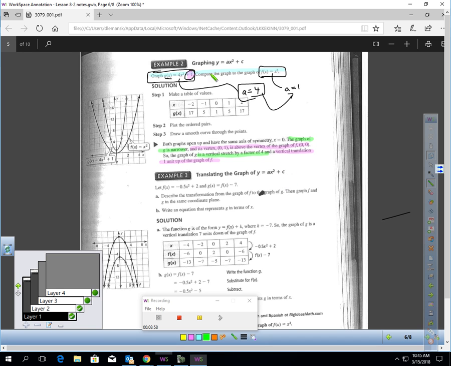Okay, so without even graphing it, I ought to be able to look at these things and determine how they compare. I would say I would hit this pretty hard in multiple choice on the chapter test. I would be like, okay, here's a graph, here's the parent function. Tell me which sentence properly compares the two.